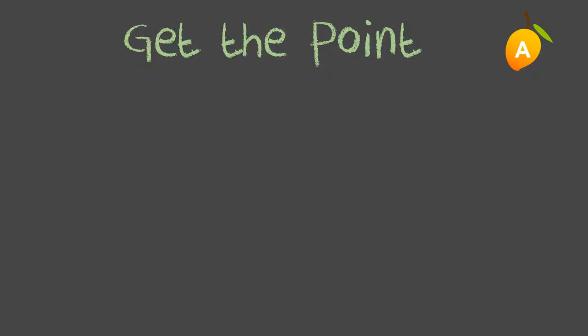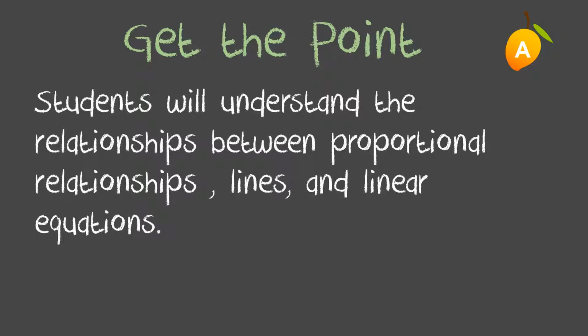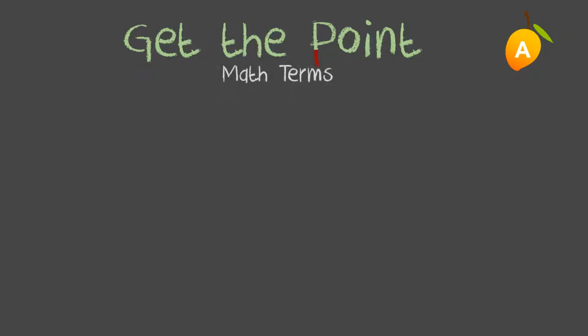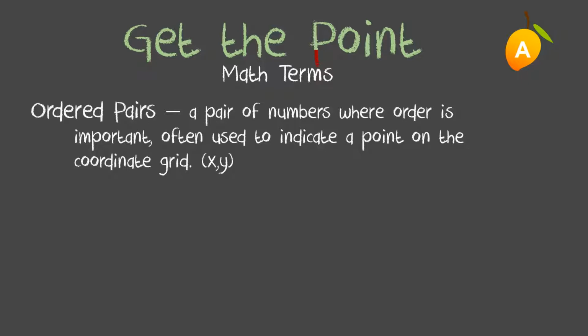Get the Point is a pre-algebra game that follows the standard of students understanding the relationship between proportional relationships, lines, and linear equations. Get the Point has some math terms to help increase understanding. Those are ordered pairs, a pair of numbers where order is important, often used to indicate a point on the coordinate grid, such as the x and y.